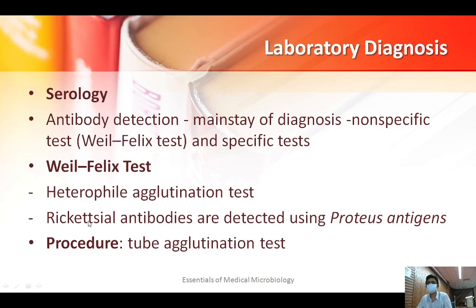The Weil-Felix test is a kind of heterophile agglutination test. Why heterophile? Because, as I told you, the lipopolysaccharide layer of the cell wall of some strains of Proteus, a gram-negative cell wall, and the Rickettsia gram-negative cell wall have antigenic similarity. So we are not directly using the Rickettsial lipopolysaccharide, but those specific strains of Proteus which have antigenic similarity with the Rickettsial lipopolysaccharide layer. Basically we detect the antibodies which are directed against Proteus antigens.